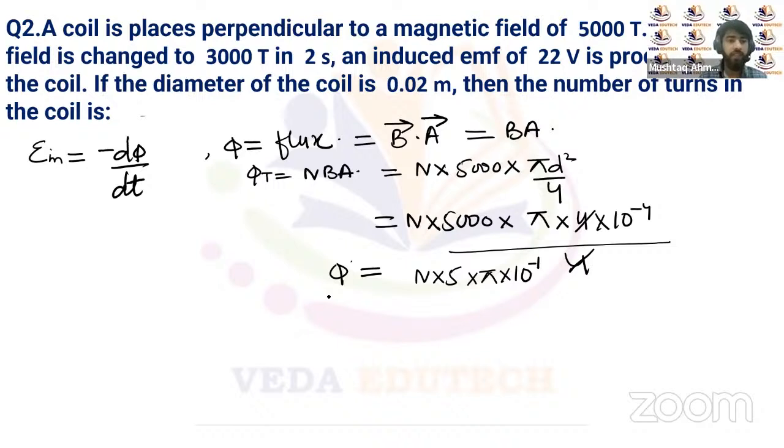when the field is changed to 3000 Tesla in 2 seconds, it means that the flux has now changed. Now, this was the initial flux, right? The final flux will be N multiplied by, we just have to change the magnetic field to 3000 Tesla. We will have a factor of 3 here, right?